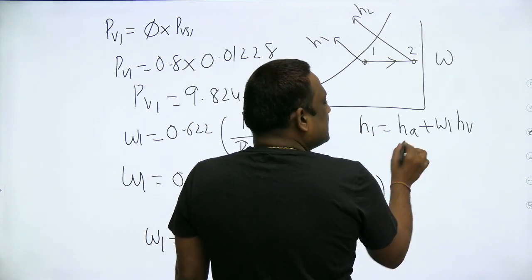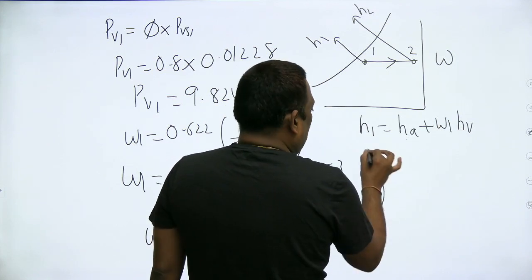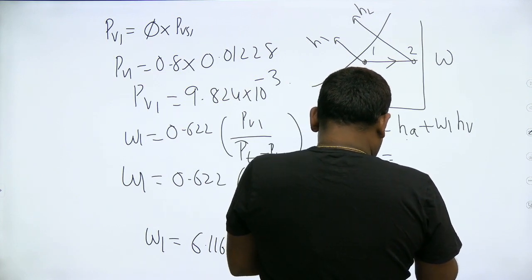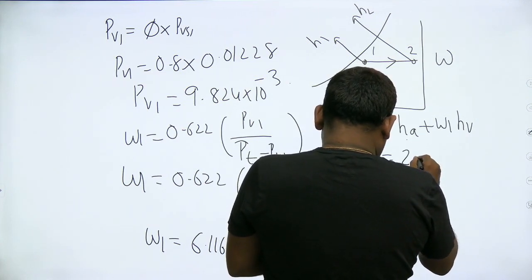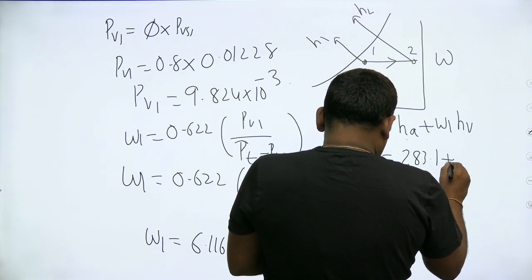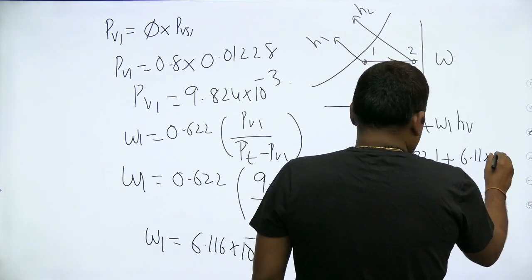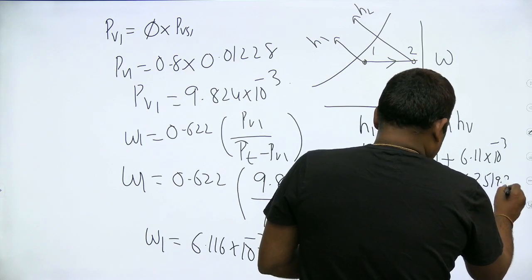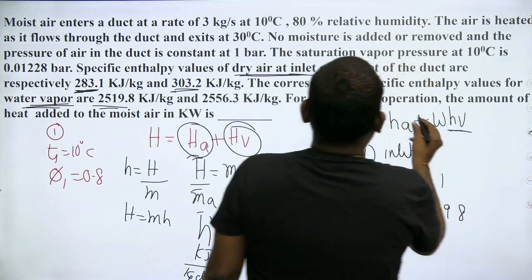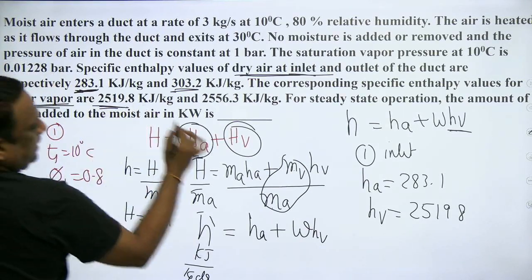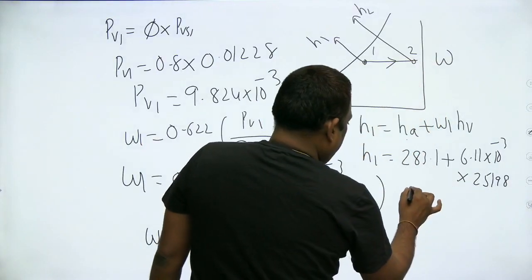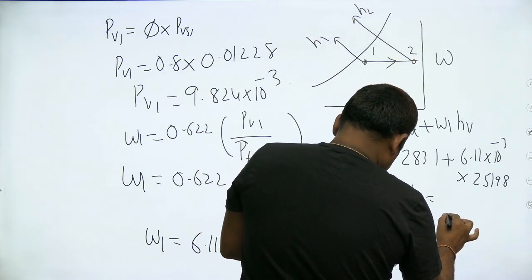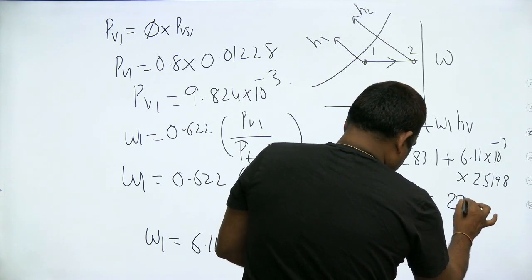Similarly, he has given in the problem HA, HV at inlet and outlet, and those values are given. HA is equal to 283.1 plus omega, just now we calculated, 6.116 into 10 power minus 3, into HV, 2519.8. एक बार check करेंगे, we'll see at the inlet 283 and 2519.8. Excellent, my dear students. Excellent. And if I calculate, I'll get the value of H1 as 296.7.